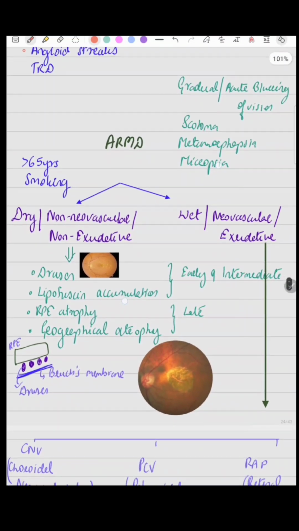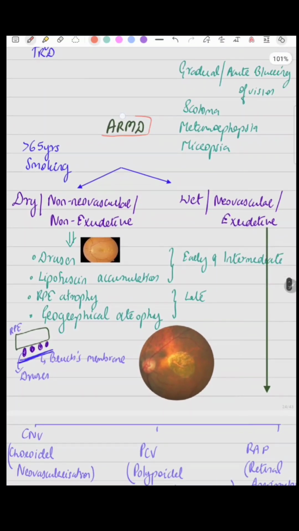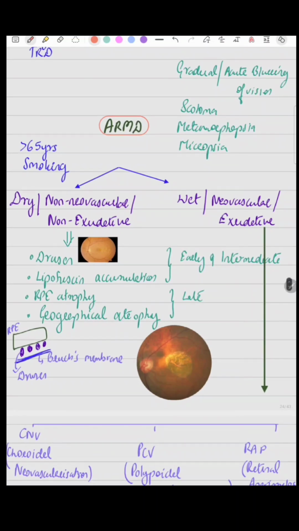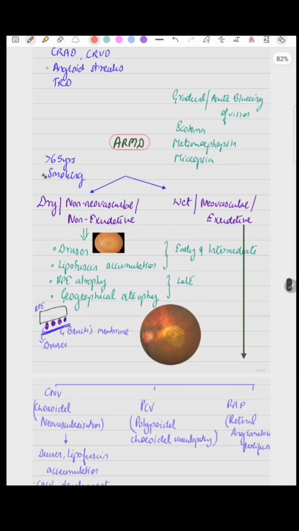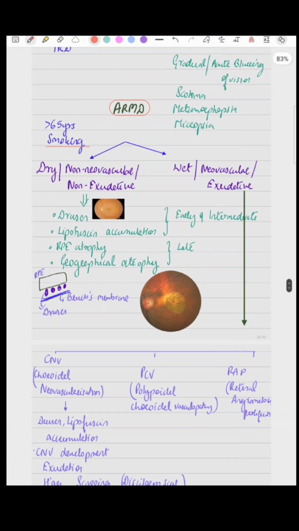Next is ARMD. ARMD is more common in people over the age of 65 years. It is seen in whites and females. Smoking doubles the risk and aspirin increases the risk. It does not cause total blindness as it does not affect the peripheral vision. It is of two types: dry, atrophic, non-exudative or non-neovascular type, which is seen in 90% of patients and is the most common.